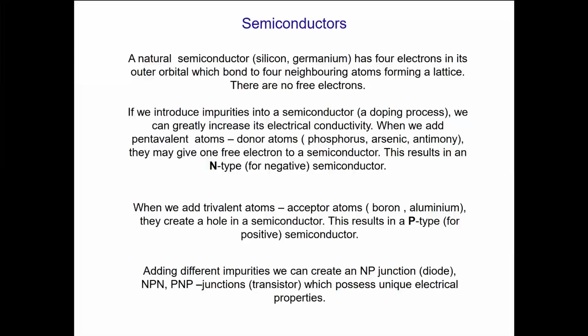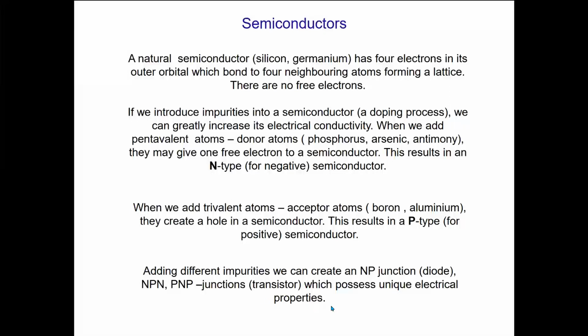Okay, this is the same as these trivalent atoms. They create a hole in the semiconductor, a missing electron. This results in a p-type semiconductor. Okay, adding different impurities, we can create an NP junction, a diode, NPN or PNP junctions, transistors, which possess unique electrical properties.